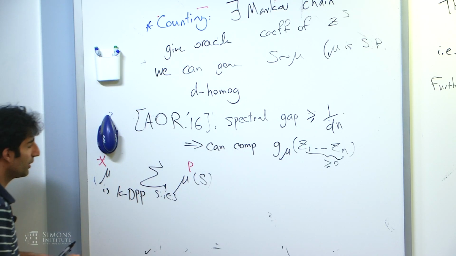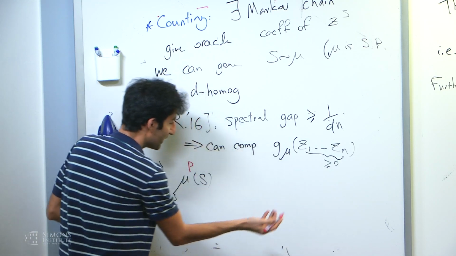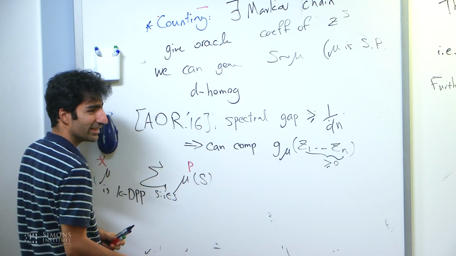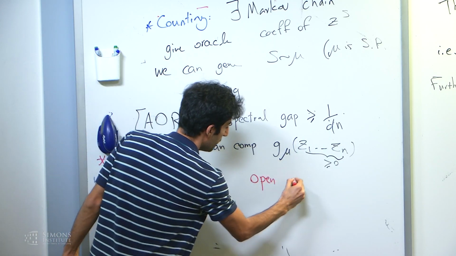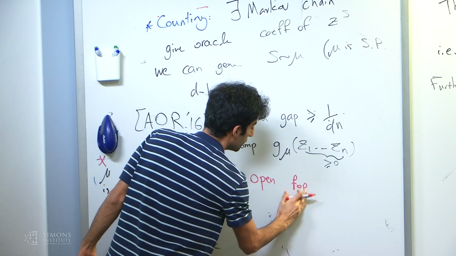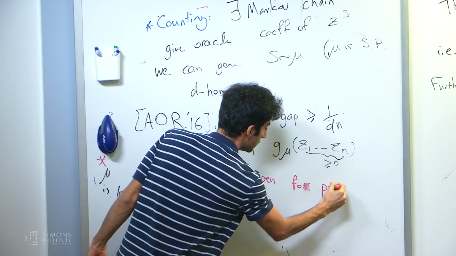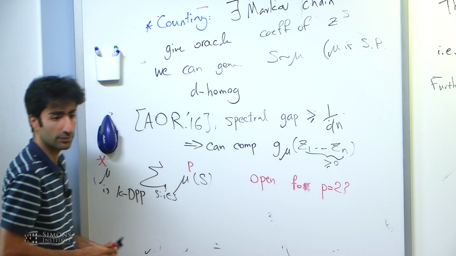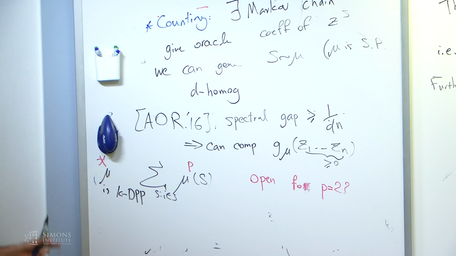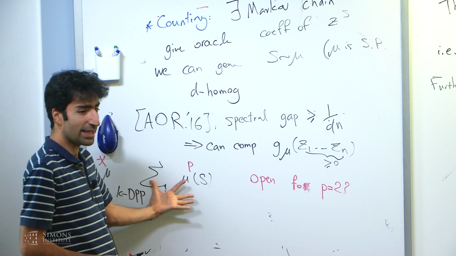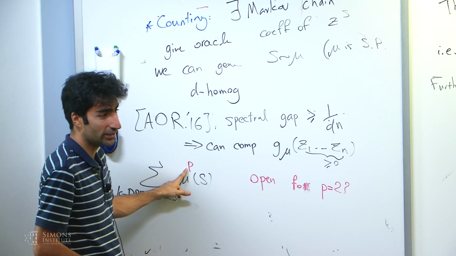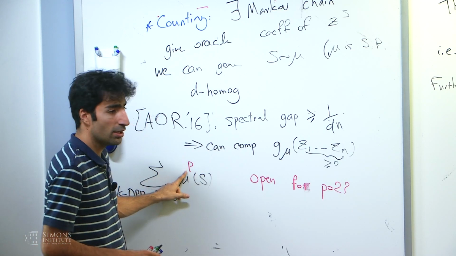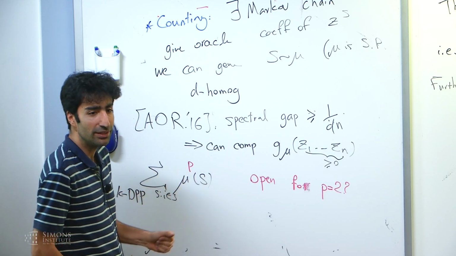And so for machine learning applications, there is an open problem. If you read the survey on DPPs, there is an open problem for p equals 2. That's a very interesting open problem. I should say we have a follow-up paper. We can now compute this for every strong Rayleigh distribution as long as p is less than or equal to 1. But for p greater than 1, we know nothing.